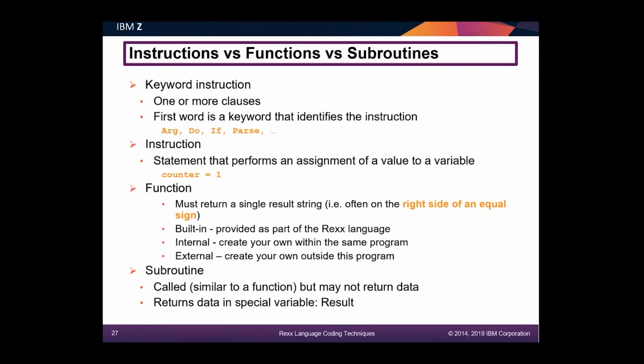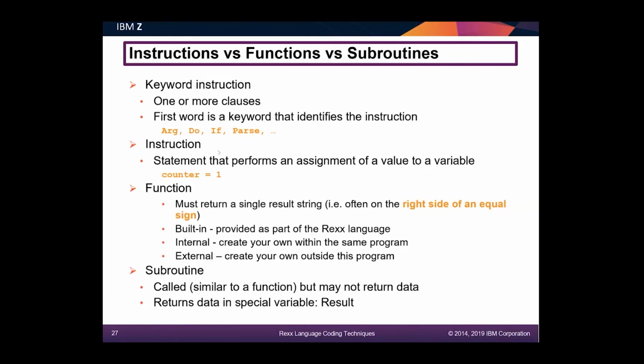It means there's some kind of a keyword that Rexx understands that's part of its language syntax, and it's the first word of any kind of a keyword instruction. That would be things like do if you're doing a do loop, if you're doing an if-then-else statement, and we'll talk about arg and parse later in the presentation. A general instruction, not a keyword instruction, is some kind of a statement that performs an assignment of a value to a variable.